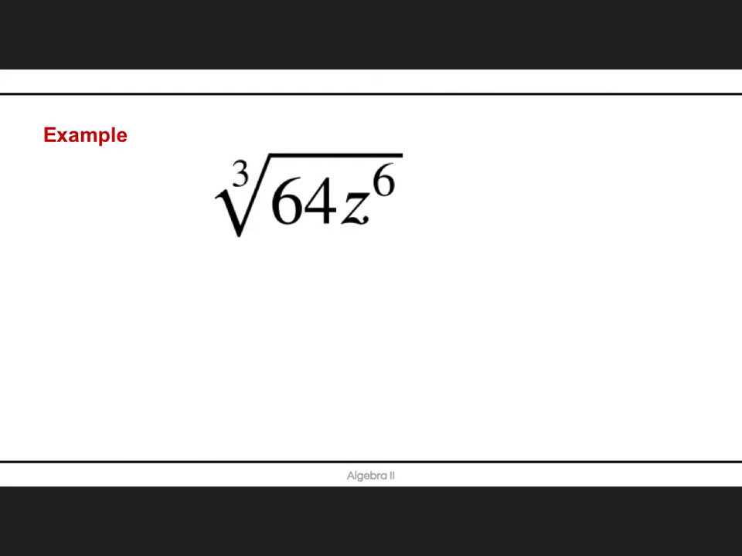Make sure you take some time to pause and write and process everything that I'm saying. Okay, next we have the cubed root of 64z to the 6th. Okay, so we're going to separate it out. It's going to be the cubed root of 64 and then the cubed root of z to the 6th. Okay, so when we take the cubed root of 64, there are some numbers that we should automatically know cubed roots for.